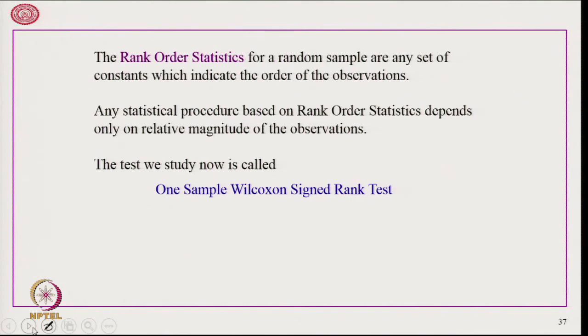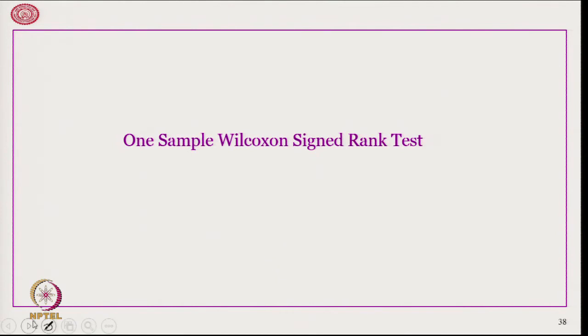What is that? The rank order statistics for a random sample are any set of constants which indicate the order of the observations. So, we are not just looking at whether it is plus or minus, we are also looking at the value. That means, in this case, not just whether it is greater than or less than m naught, we are looking at how much it is greater than m naught or how much it is less than m naught. So, that is what we will be computing, which is called a rank order statistic, and from this rank order statistic the basic test that comes up is called Wilcoxon signed rank test. So, let us first study one sample Wilcoxon signed rank test.